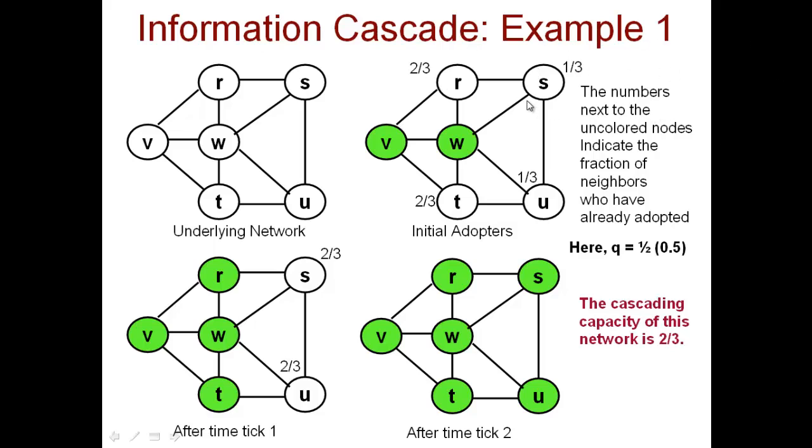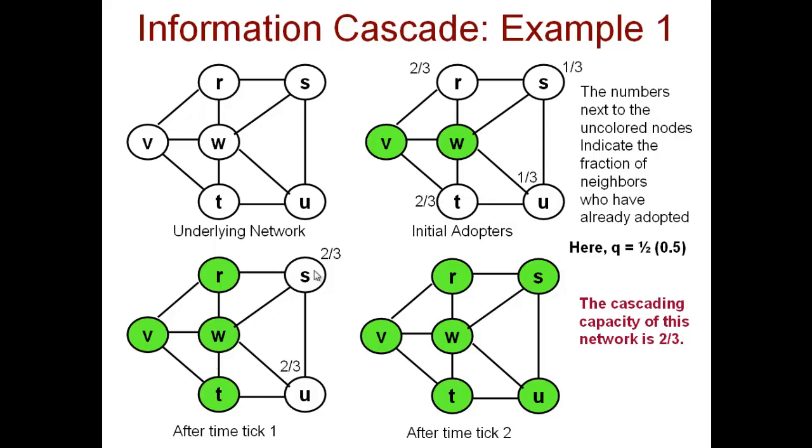Now what about S? For S, only one of its neighbors has adopted the decision, so it's going to be 1/3. 1/3 of the neighbors of S have adopted the decision. For T, again 2/3 of its neighbors have adopted. For U, again 1/3 of its neighbors have adopted. Now in the first iteration, we will make the nodes whose fraction of neighbors who have adopted is greater than or equal to this q adopt. In this case, R and T will adopt the decision and turn green.